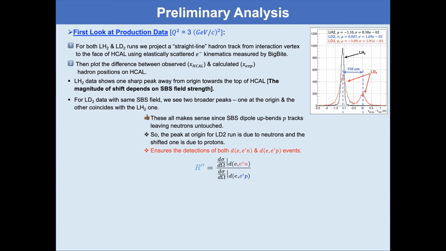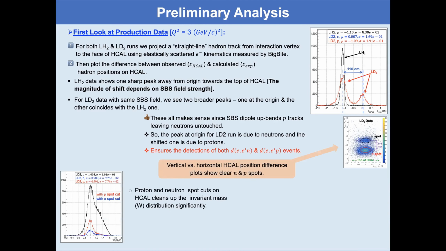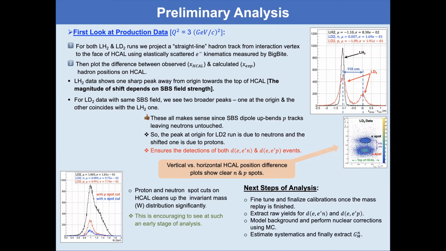Also, the 2D correlation between horizontal and vertical hadron position differences shows clear neutron and proton spots. Furthermore, it's also very encouraging to see how significantly the HCal cuts clean up the W distribution at such an early stage of analysis. Nevertheless, our immediate next steps of analysis would be to fine-tune all the calibrations.